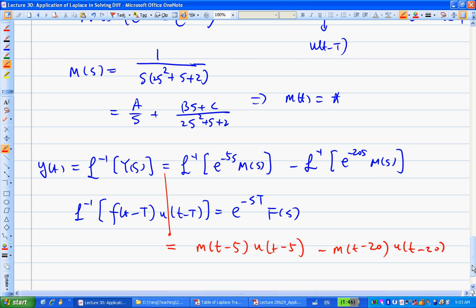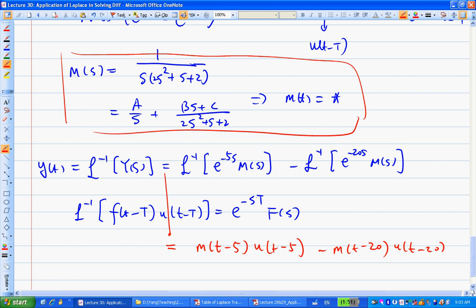See, this is the purpose of doing this step here. And where is m(t) from? This is basically shifted m(t). Where is m(t) from? m(t) is from here. So this is y(t) here. Okay, that's the overall picture.